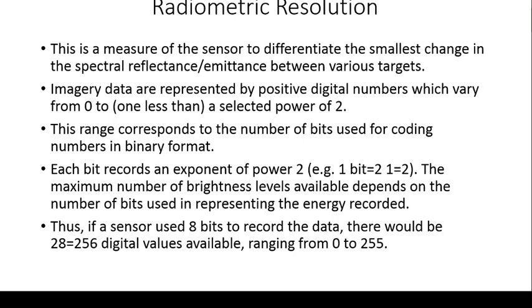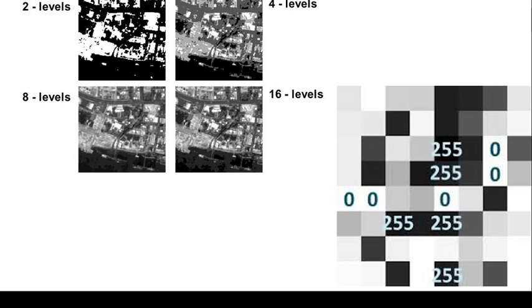So if the sensor has 8 bits to record, then we'll get 2 raised to 8, that is 256 as a digital value. So accordingly, varying from 0 to 255, if we have 0 as a digital number, then we can get the image completely white, and if we have a digital number of 255, that means there is a very dark tone representing the image or the object.